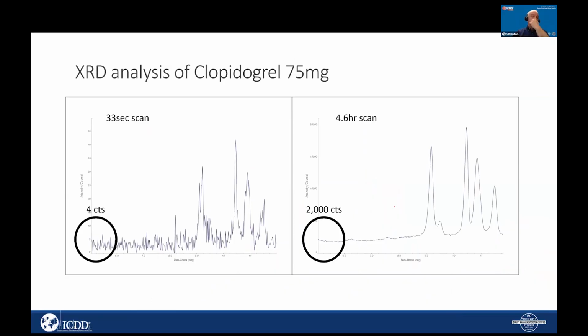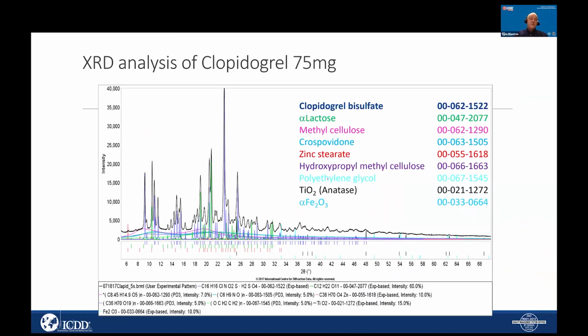What is the background? Well, at 33 seconds, the background is 4 counts on average. So that means I have 4 plus or minus 2, and that's 50% counting statistics. At 2,000 counts, now my counting statistics are about 2.2%, and I'm able to get more detail. The net result is, with that long, detailed data collection scan, I'm able to identify all of the phases, including amorphous components, in this sample. You would not be able to do that with the other scans.